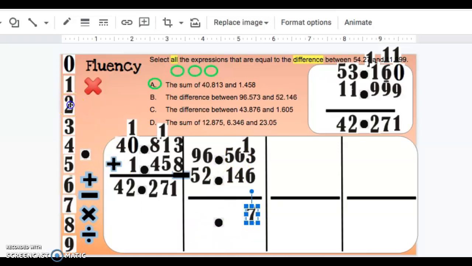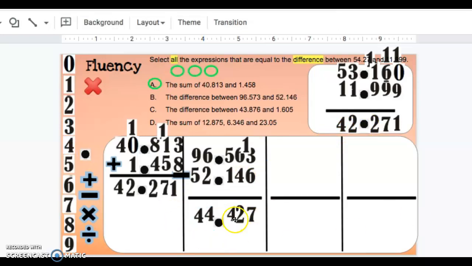6 minus 4 is 2. 5 minus 1 is 4. 6 minus 2 is 4. And 9 minus 5 is 4. Is that the answer we're looking for of 42 and 271 thousandths? I do not have that as my answer, so I will not be circling B.